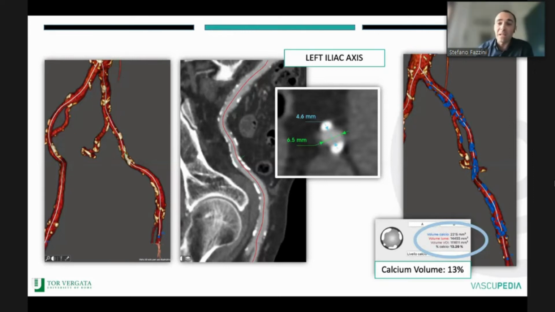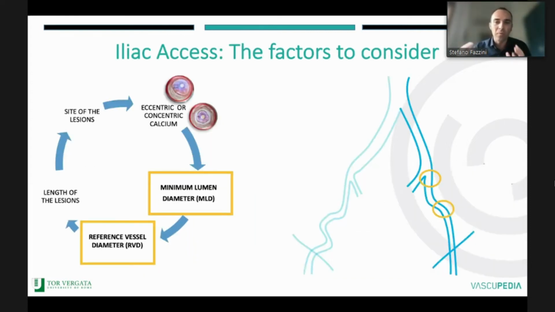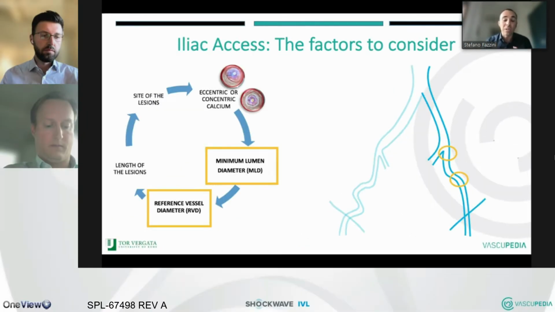There is a sort of vessel analysis, but this is not a clear recommendation, though we can observe the volume of this calcium. We have this 4.6 millimeter minimum lumen diameter, but no clear recommendation for the iliac axis. We can consider it moderate because it is less than 180 degrees, but also moderate-severe looking at other classifications, because we have calcium on both sides of the artery. So it is a problem for the compliance. And we should consider many other things in the iliac axis.